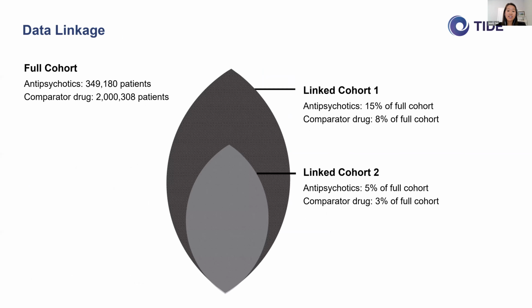In our data set, the full cohort consisted of about 300,000 antipsychotic initiators and over 2 million initiators of a comparator drug. But the linked cohorts got progressively smaller, with linked cohort 2 consisting of less than 5% of the patients from the full cohort.